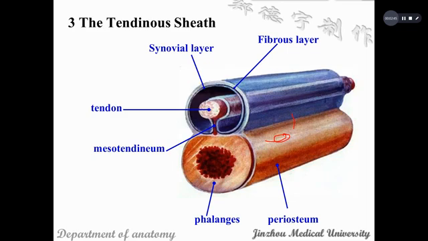And then between the tendon and the finger is the mesotendinium, and the blood vessels pass through the mesotendinium. With gradual movement, the mesotendinium only remains as a small part, and in this small part the blood vessels pass through. This is the tendinous sheath, which limits the tendon near the finger.